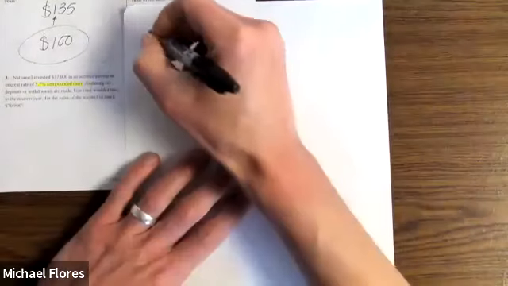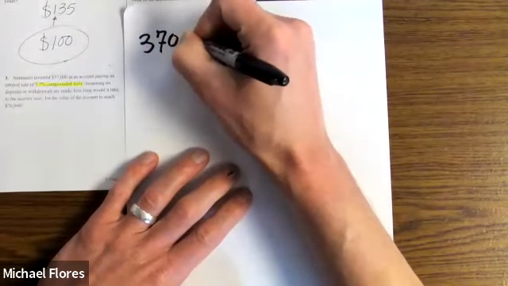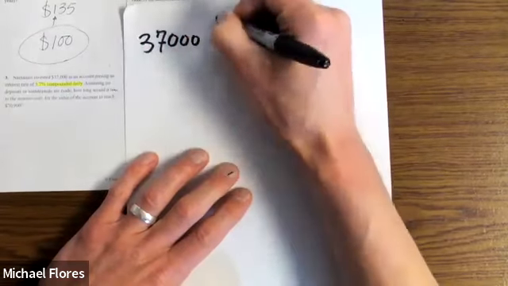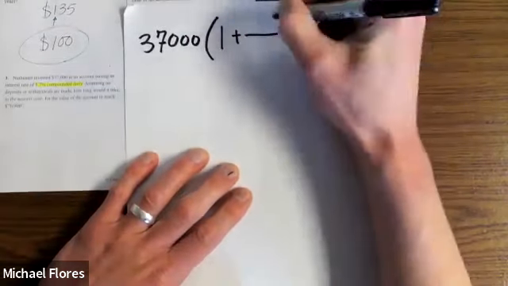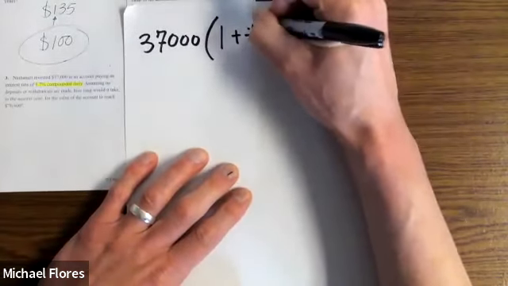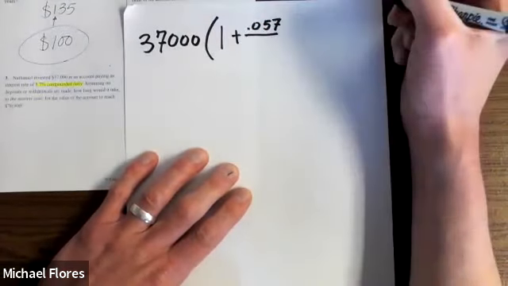Example 3, Nathaniel invested $37,000 in an account paying an interest rate of 5.7% compounded daily. So we will be using compound interest formula here. Assuming no deposits or withdrawals are made, how long would it take to the nearest year for the value to reach $70,900? So if I begin setting this up, I'm going to start with the initial investment. Open parentheses, 1 plus the rate, convert it to a decimal, over the amount of times that we're compounding.